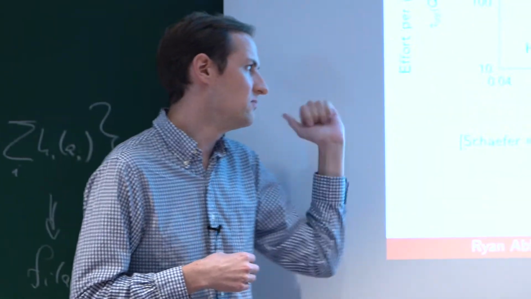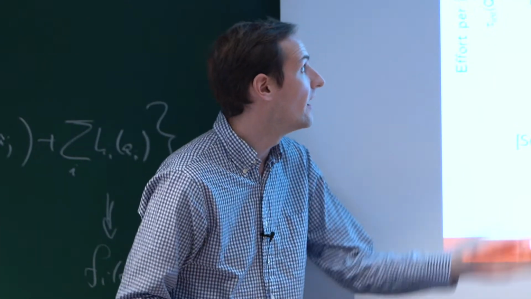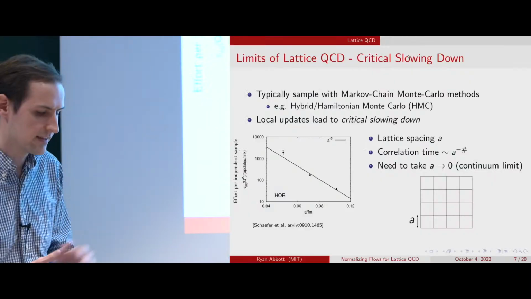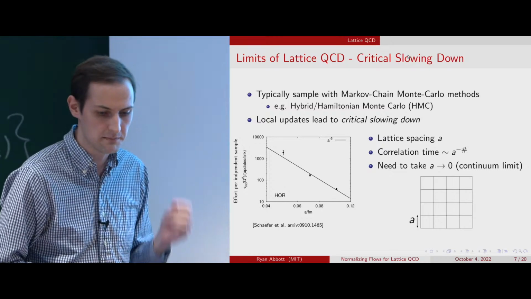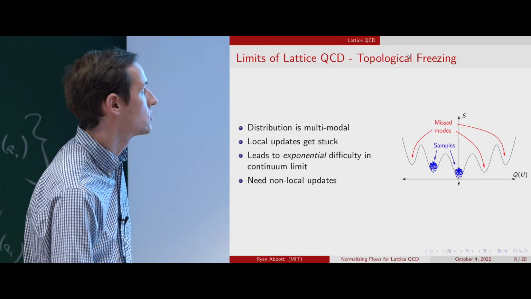But the thing is, we really need to take this limit. This is where we want to go. We want to get even off to the left of this plot, but it keeps on getting harder and harder. And this might sound bad enough looking at this, but it turns out it can be even worse, and be actually exponentially bad due to a problem that we call topological freezing.